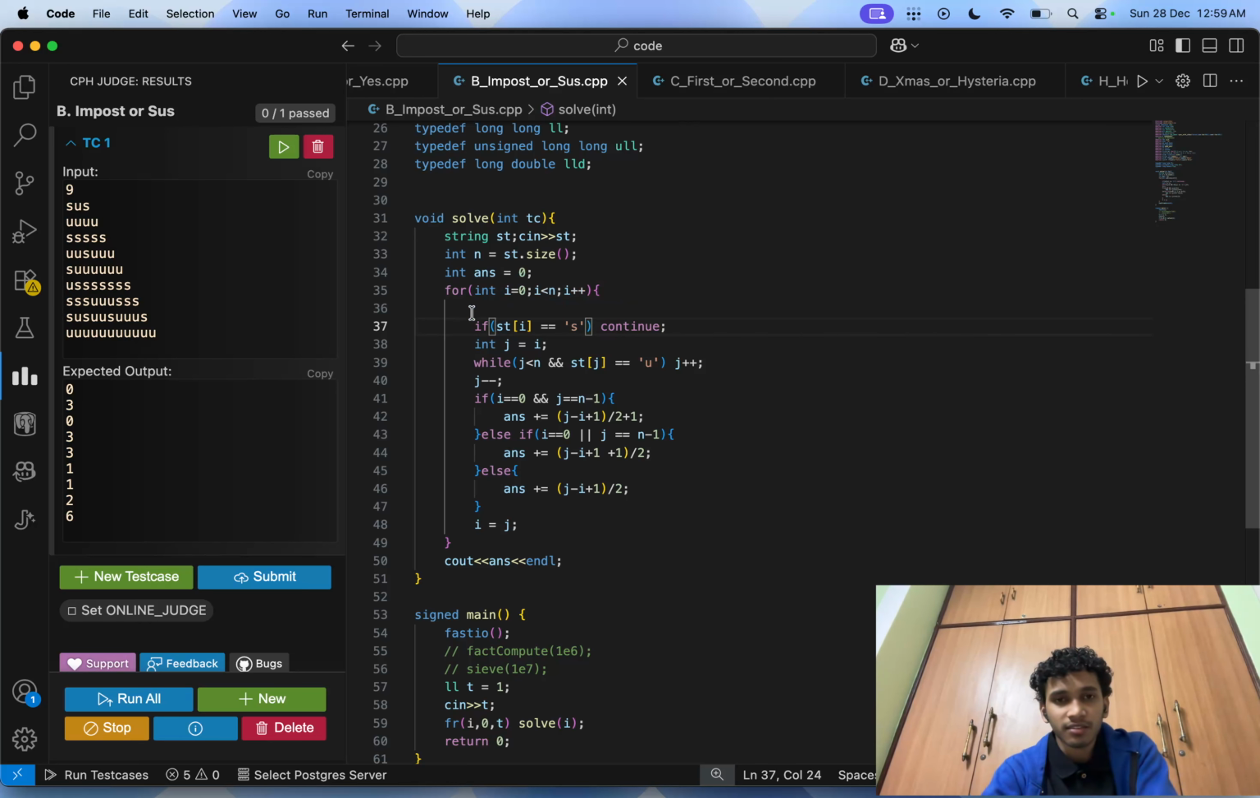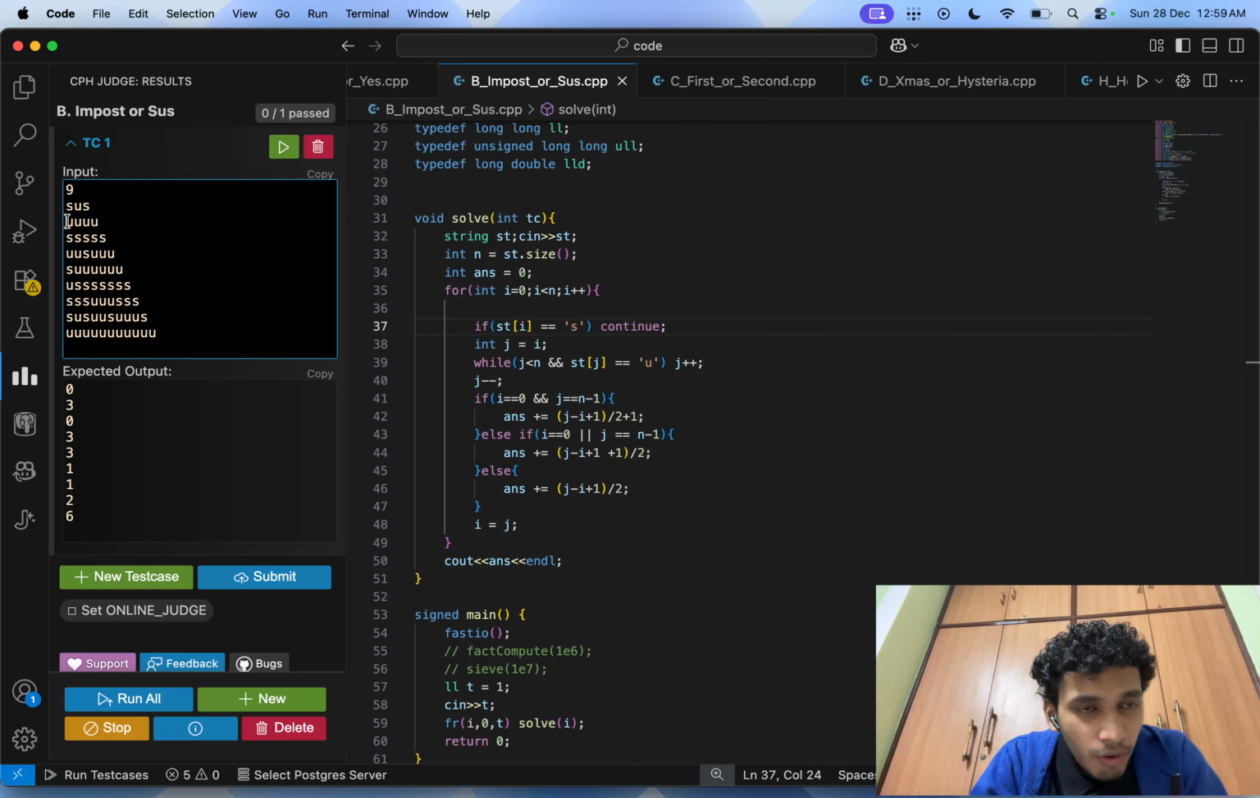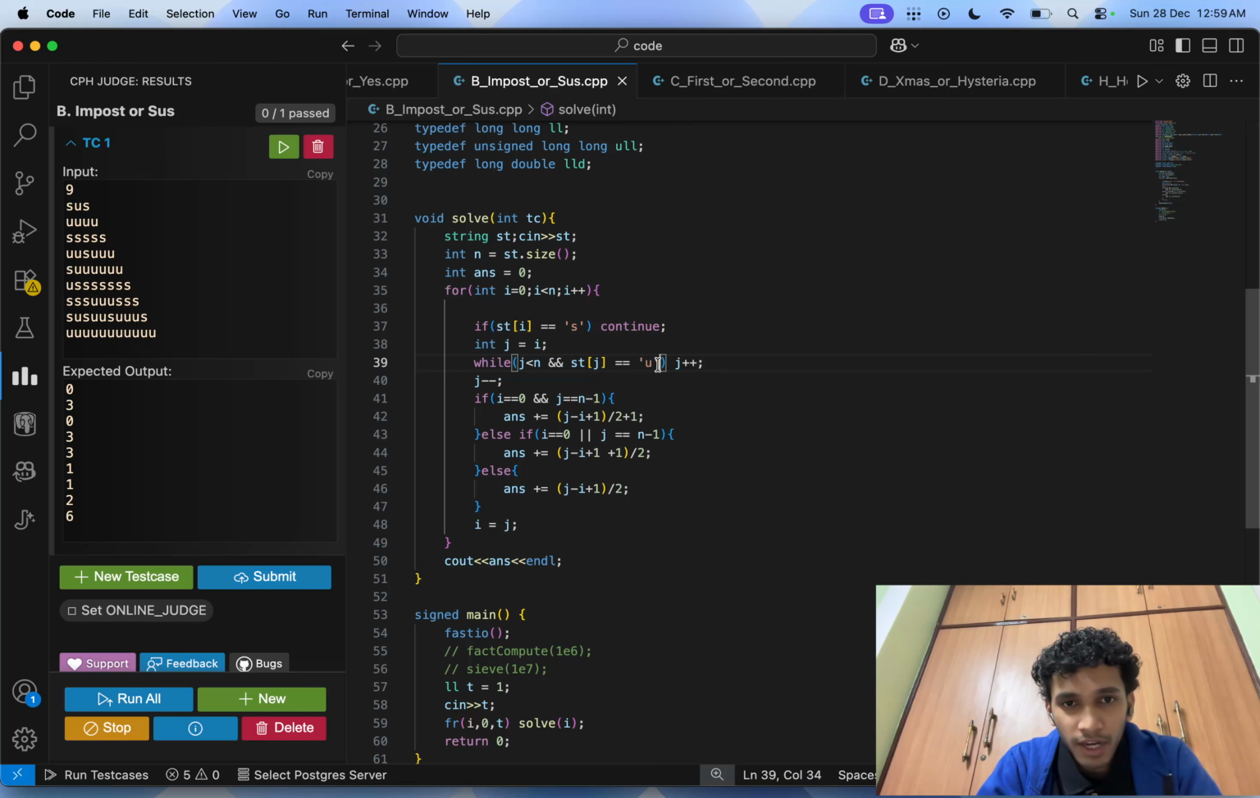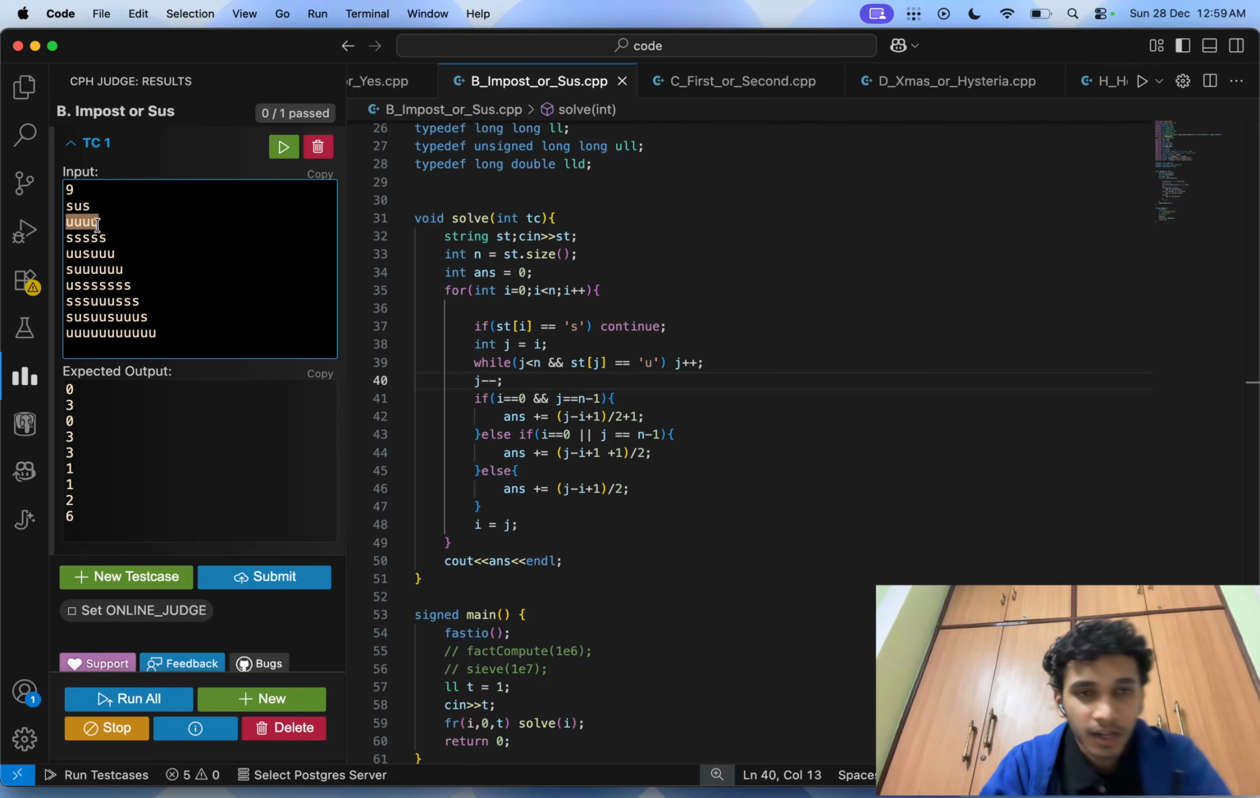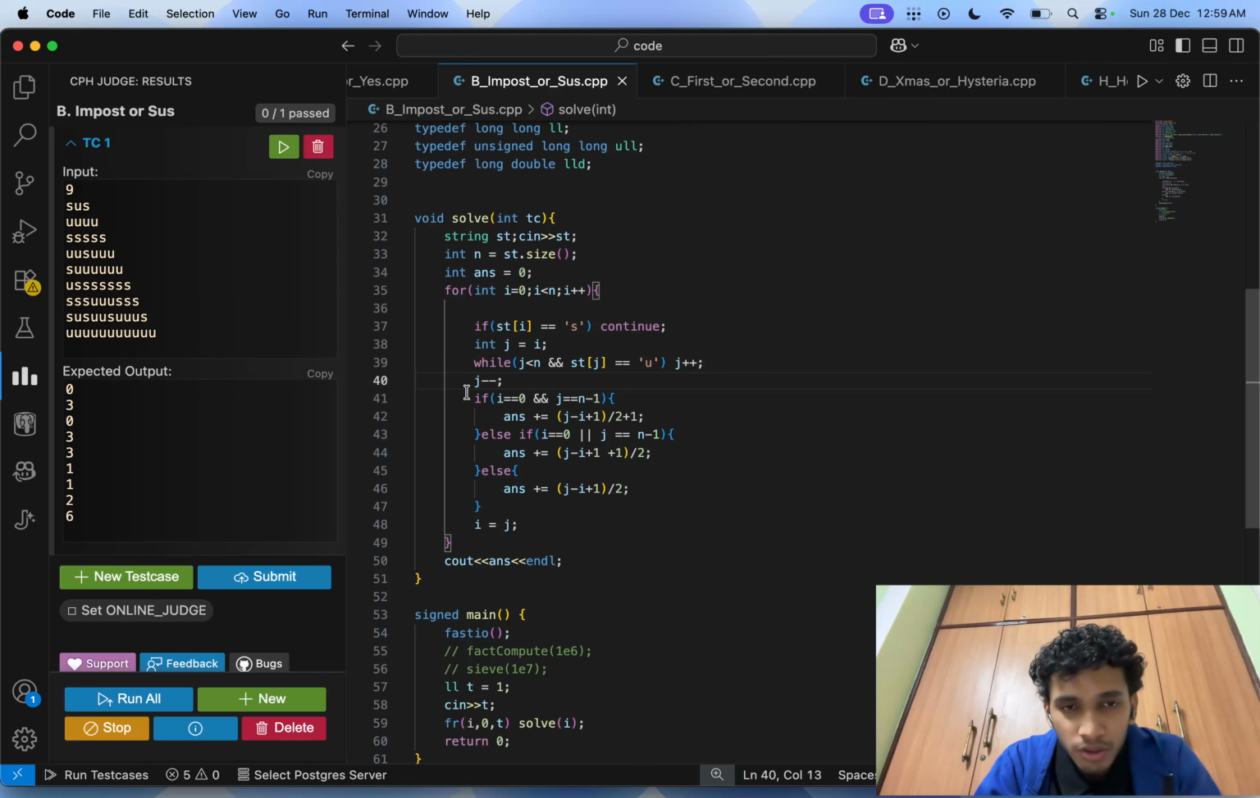If the current element is S, no need to include it or apply our operation here. Just move forward. Now if we find a U, find all the consecutive U's starting from the current index. So apply a while loop: while we find a U, j plus plus, until j is smaller than n. Now we find an S and we stop. So j minus minus gives us the index of the very last U. That is, if we started from here, move forward up till the third index. We moved to the fourth index to stop. So minus minus, and we came back again to the third index.